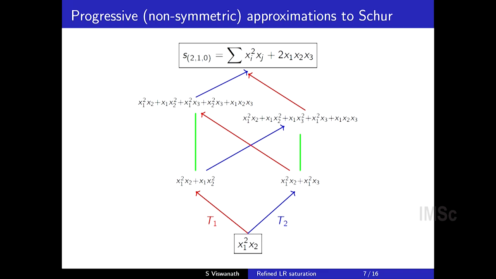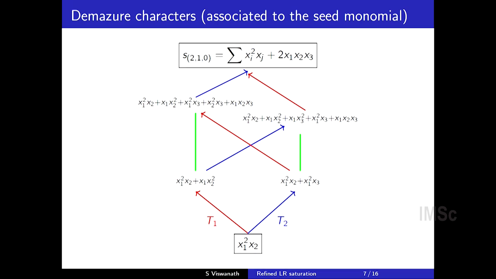But this process of using these operators gives you a bunch of intermediate non-symmetric polynomials, which have some partial symmetry, but they're nice approximations to the final answer, and they're progressive in the following sense. As you move up the arrows, you get more and more terms. You pick up more and more terms that will exist in the final answer. So you start with just one term, you get more and more till you finally reach the intended answer. These six are all called de Maizière characters. They are obtained by applying the de Maizière operators to the starting seed monomial.